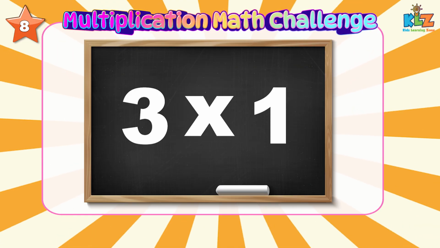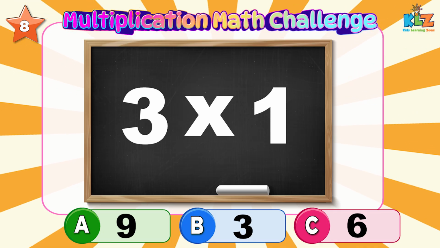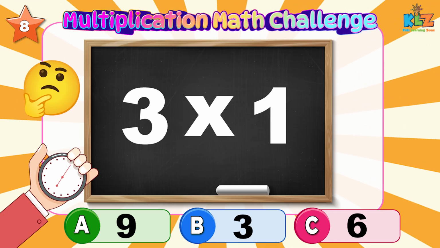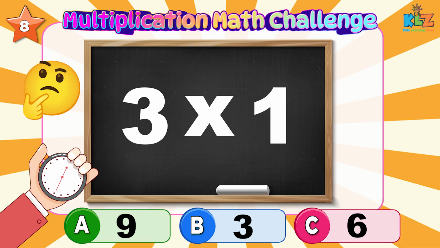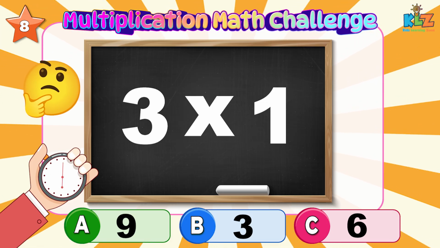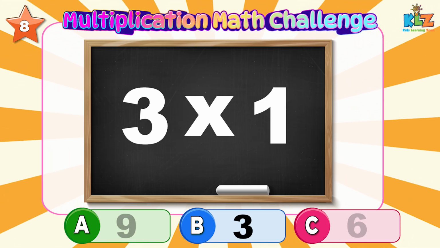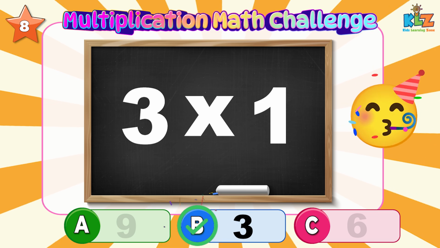What is 3 multiply 1? Time is ticking. 5 seconds to go. Correct answer, option B, 3. Super work.